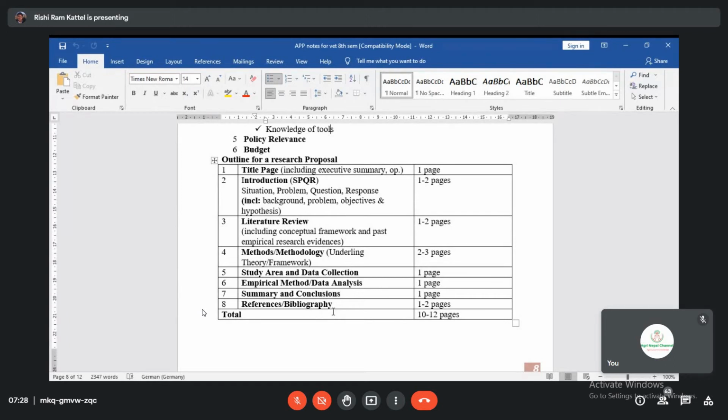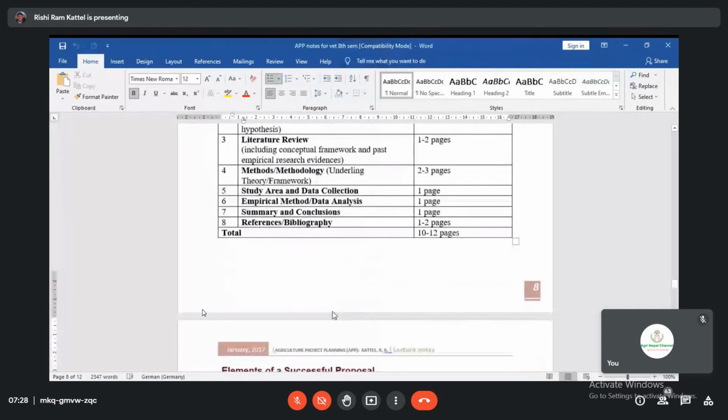Mostly include background, statement of the problem, rationale of the problem, objectives, and hypothesis. And sometimes people include the limitations of the study. Then the literature review, including the conceptual framework and past empirical evidence, then method and methodology, understanding theory and framework. It is also called materials and methods: study site, data collection methods, and data analysis methods we have to mention here. If you have models, econometric models, or sub-models, then you have to put them in the empirical data analysis, then summary and conclusion, references and bibliography. These are the very common components for writing proposals.